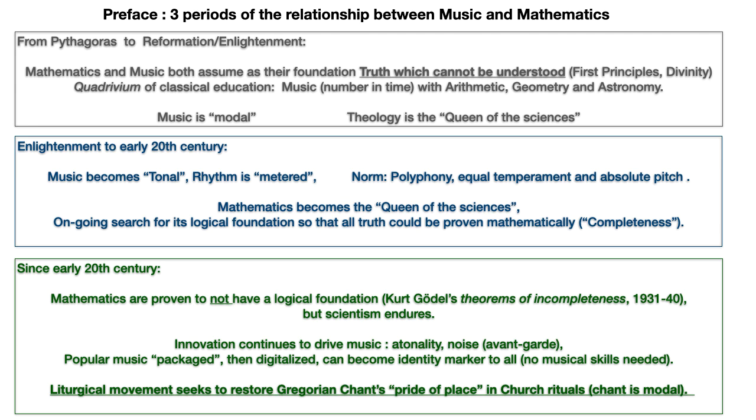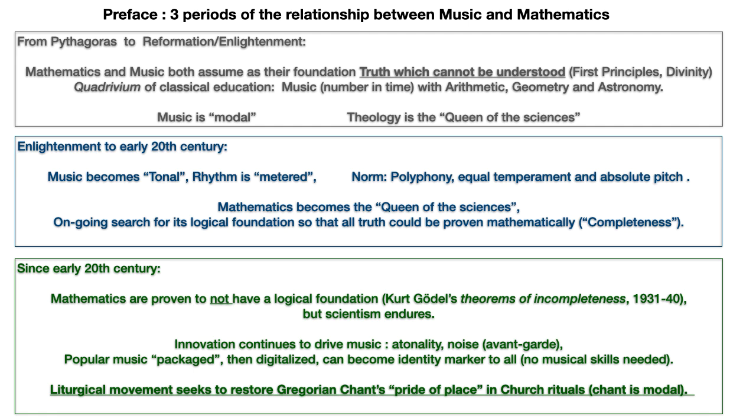Then in the 16th to 18th century came what we'll call broadly the Enlightenment. And for this period until the early 20th century, music became tonal. Rhythm was metered. We'll explain the difference with modal. And polyphony and equal temperament, which we'll also explain, became the norm. Mathematics became the queen of the sciences.